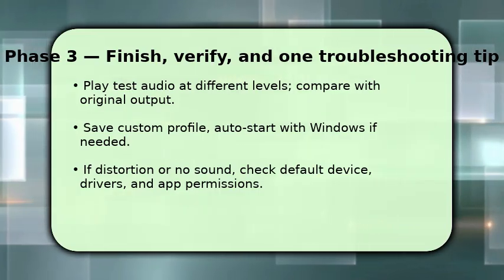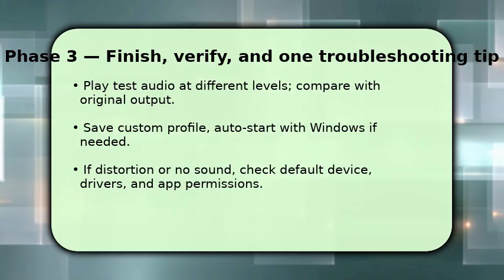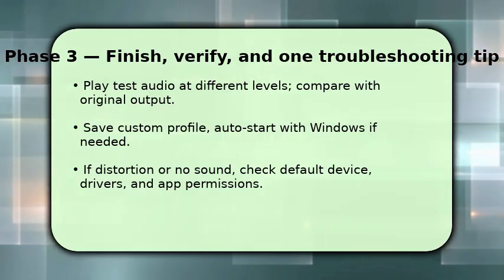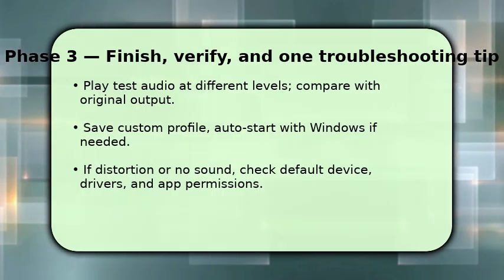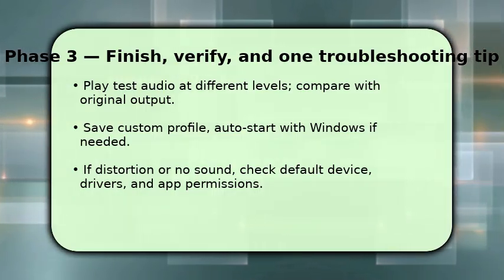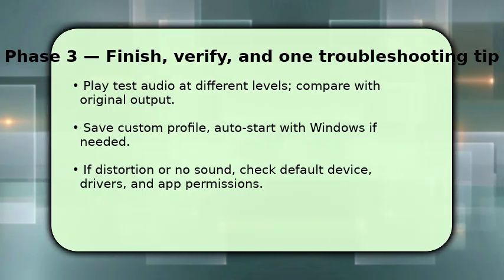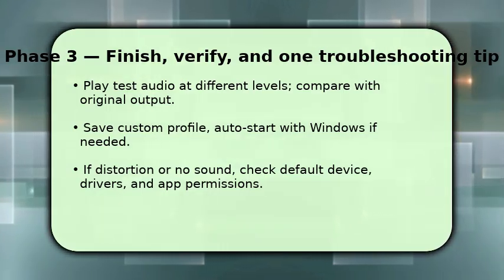If you encounter issues, no sound, crackling, or distortion, first check the system default playback device and app permissions, then update or reinstall audio drivers. If distortion persists, reduce gain and re-enable the limiter. That single change fixes most clipping problems quickly.